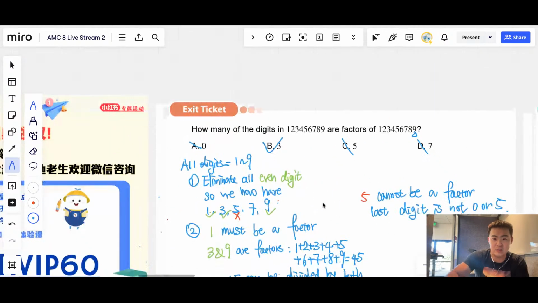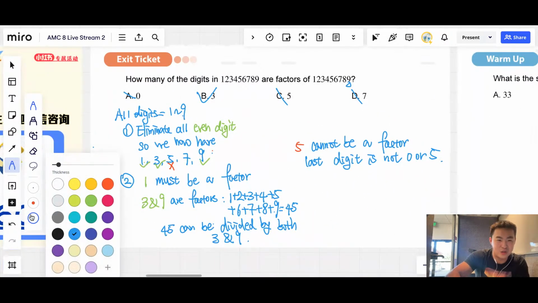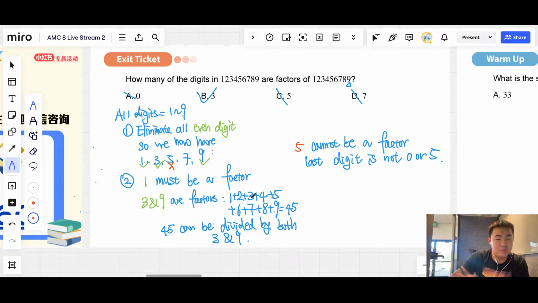In this case, I tried that myself, and 7 cannot be a factor. Wait, I'm shifting my screen all the time. So I will keep red to be consistent. 7 cannot be a factor. So the only factors are 1, 3, and 9. 5 and 7 are not. So we are choosing how many? 1, 3, and 9, 3 numbers. So option B. That's for this problem.